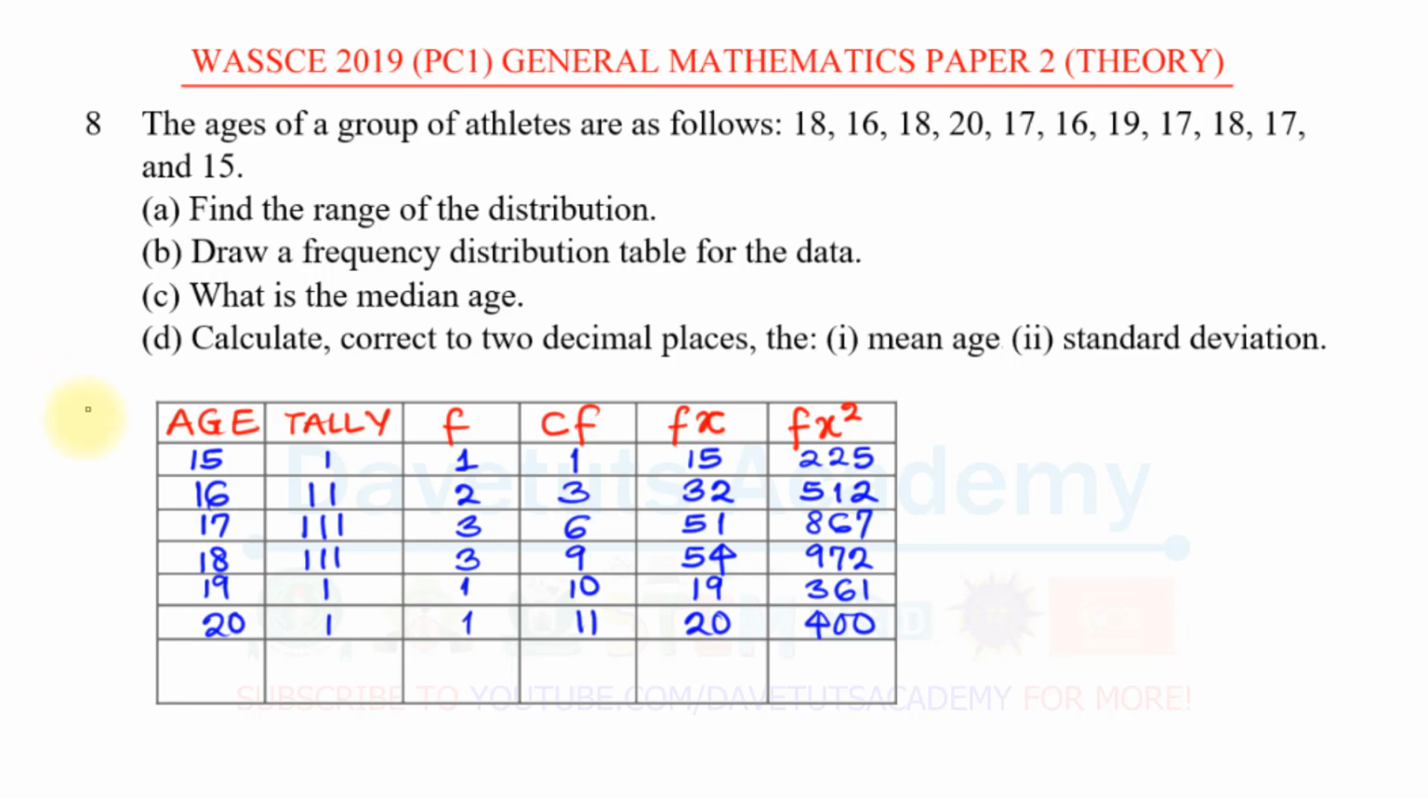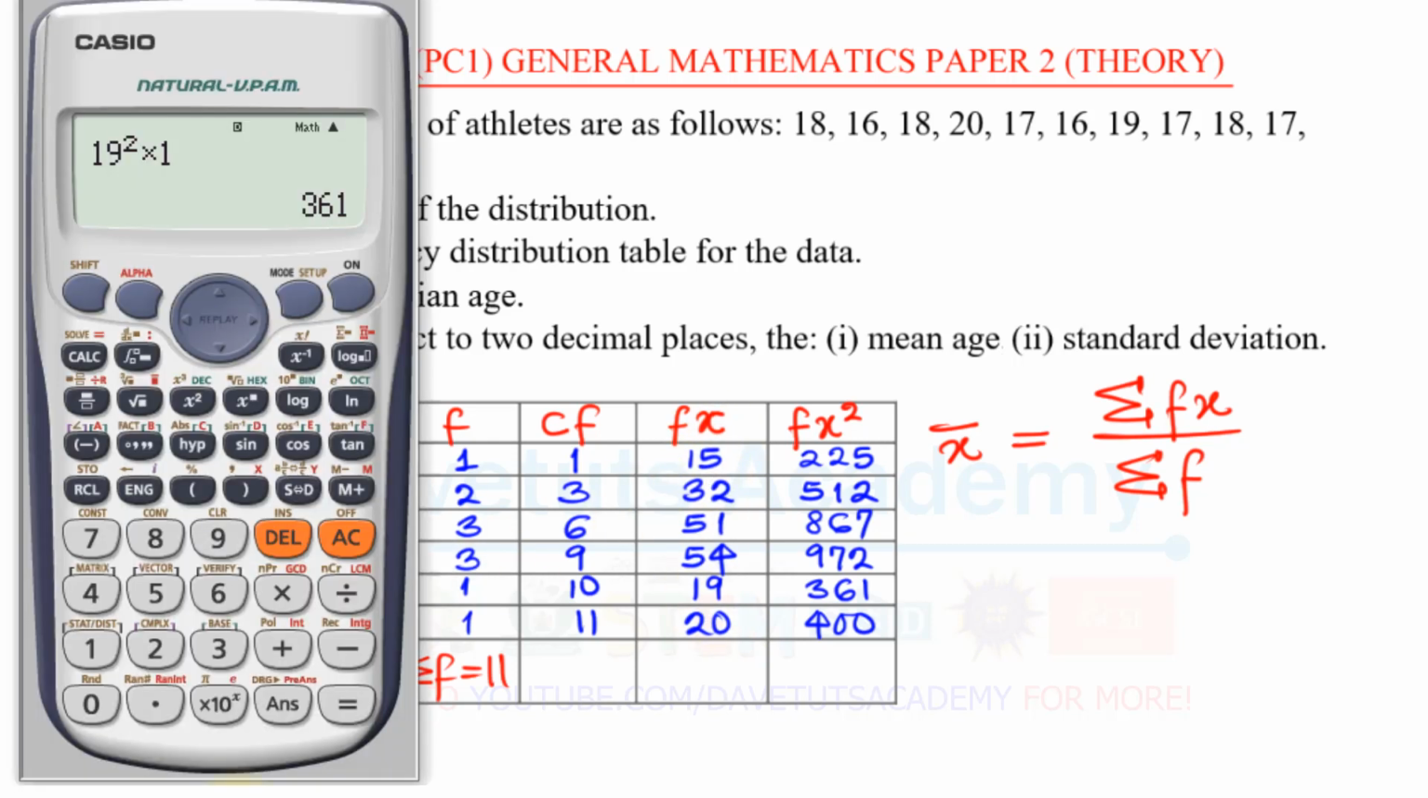All right. Now in question number D, we have two things that we need to carry out. First, we have to look at the mean age, and then we have to look at the standard deviation. To get the mean age, which is denoted as x bar, we find the sum of the product of the frequency multiplied by the data entry over the sum of the frequency. We just evaluated the sum of the frequency to be 11. Then for fx, we also need to sum all the products together. So let's bring in our calculator.